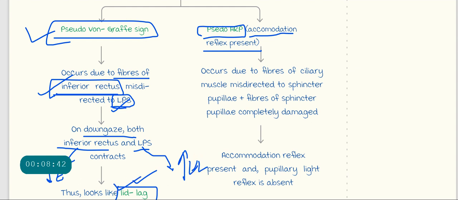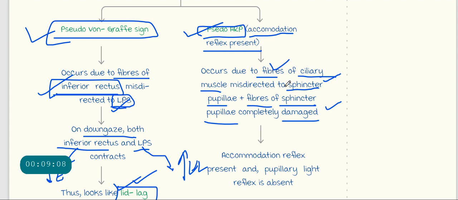In pseudo Argyll Robertson pupil, or accommodation reflex presence, the fibers of the ciliary muscle are misdirected to the sphincter pupillae, and the fibers of the sphincter pupillae are completely damaged. So these two things are occurring in the fiber part. Now what does this lead to? This leads to accommodation reflex present.